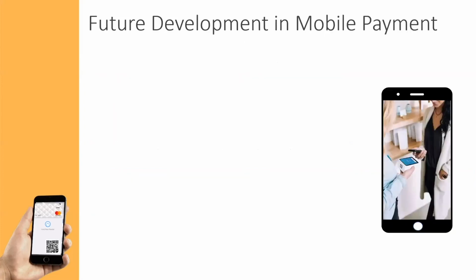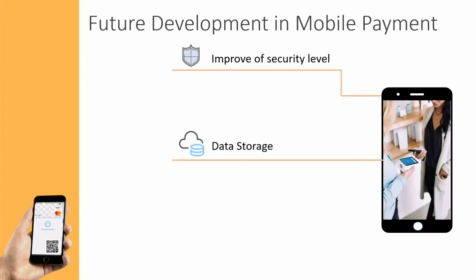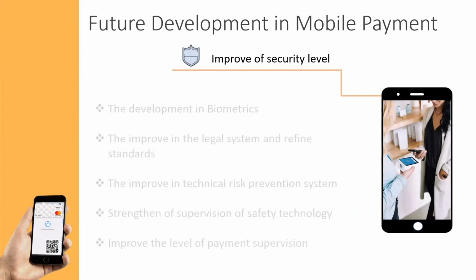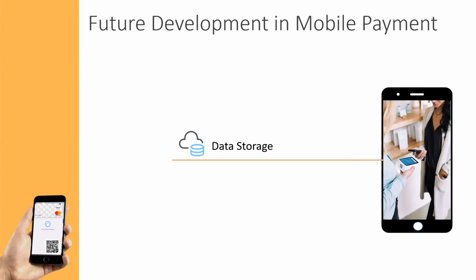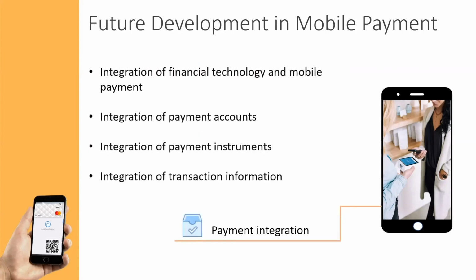For the future development of mobile payment, we have three directions. First of all, we can improve the security level, we can improve the digital storage, and we can also improve the payment integrations. For the security level, nowadays and in the future, there is a lot of development in biometrics. You can see many people can use fingerprints or face to finish the order or finish the payment. For data storage, we need to make sure of the combination with big data and cloud computing. And for payment integration, there are several integrations of financial technology and mobile phones, integrations of payment accounts, integrations of payment instruments, and also integrations of transaction information.